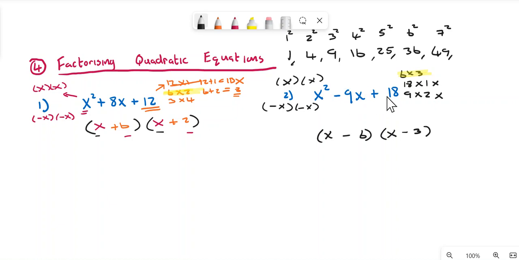Okay. So that is the 4 methods of factorization that you need to know for your junior cert higher level exam. Okay, thank you for listening.